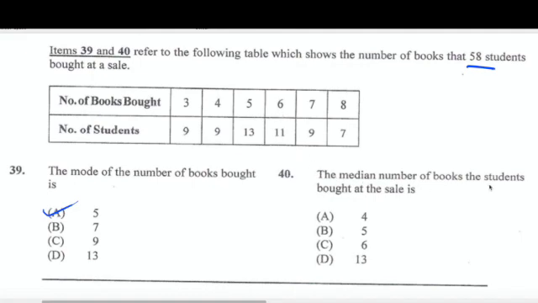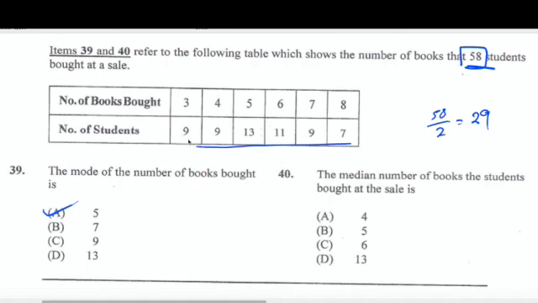The median number of books the students bought at the sale. Well, we know median to be the one in the middle, so like 5 or 6 is in the middle, but when we're dealing with a frequency distribution, it's not as simple, right? We have to look at the 58 here. So this should add up to 58 students. So what's half of 58? 58 divided by 2 is around maybe 29-ish, right? So 29, that is the middle, right? That's the middle of the distribution, is around 29.